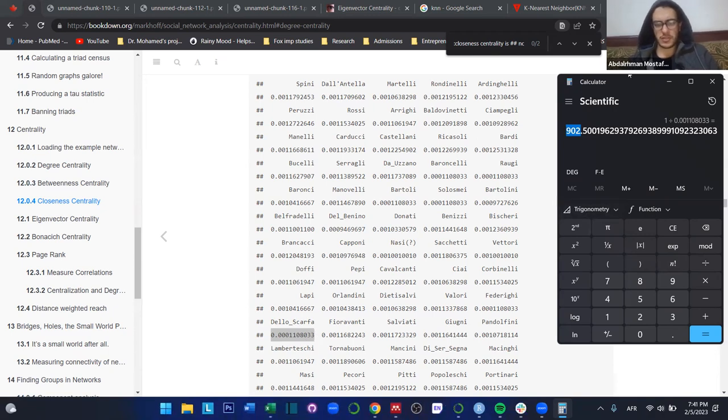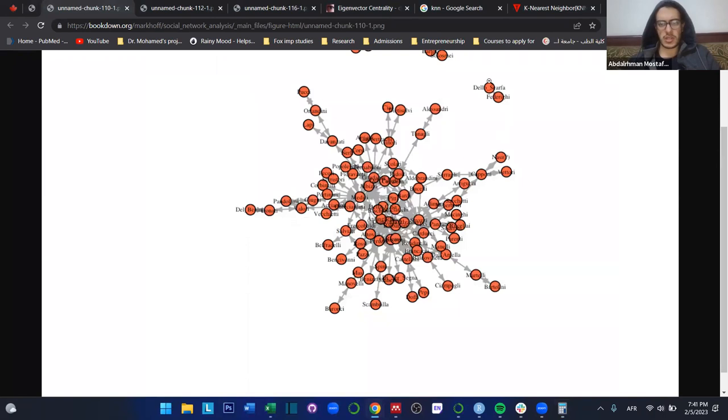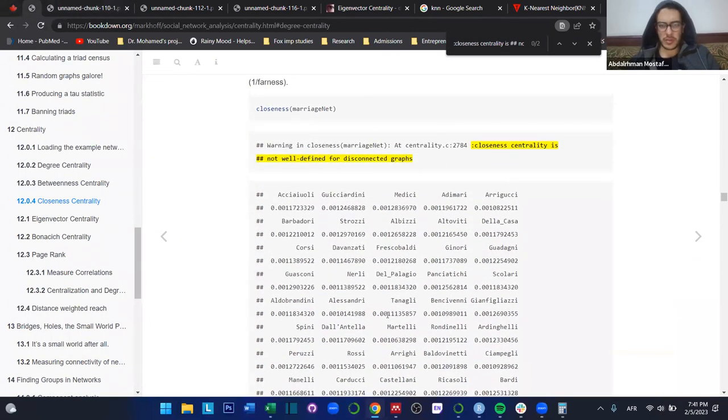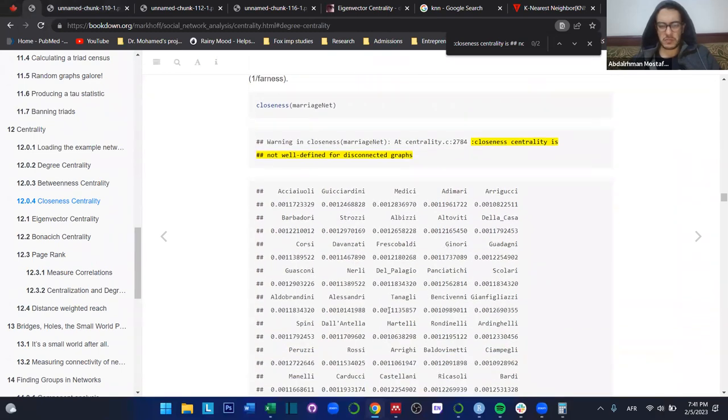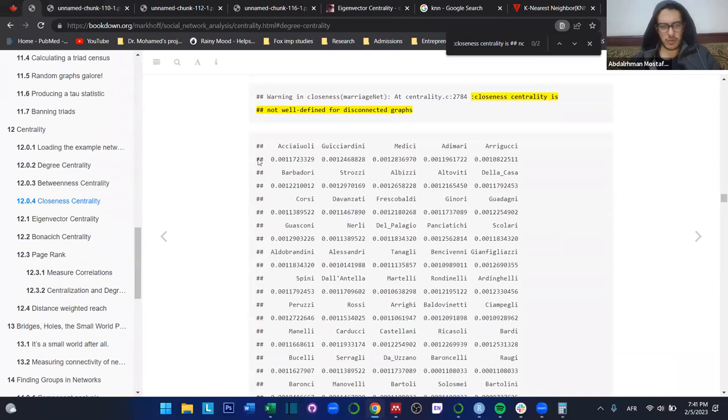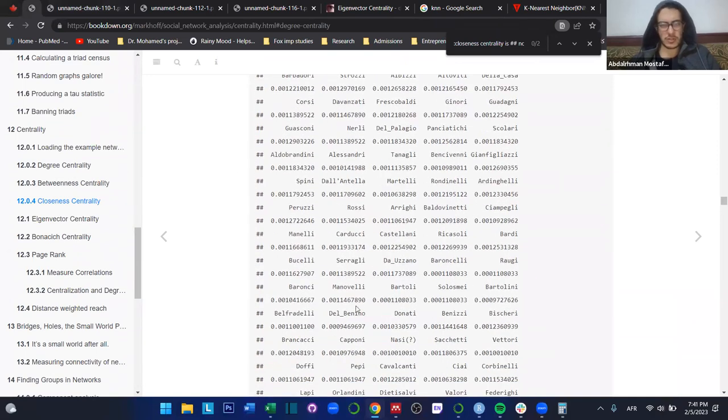In other words, the distance between this node, the Scarfa for example, and all the other nodes combined, divided by the number of nodes, is around that much. I'm not sure why it is such a large number, though. Yeah, it is the average distance. So 900 is quite a large number for the average distance between that many nodes. The number of nodes is not even 900. So how can it be 900?